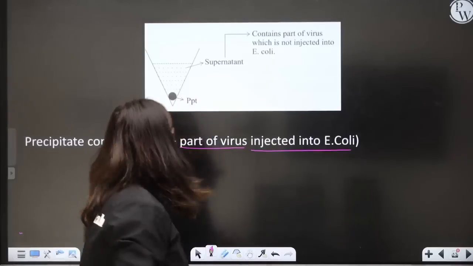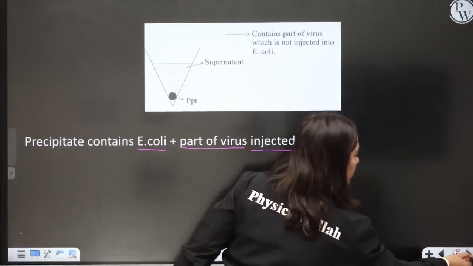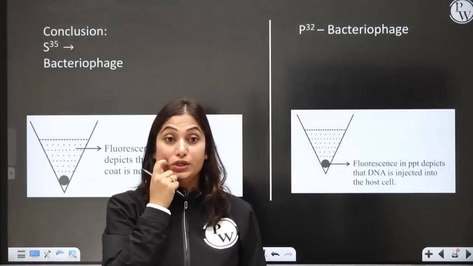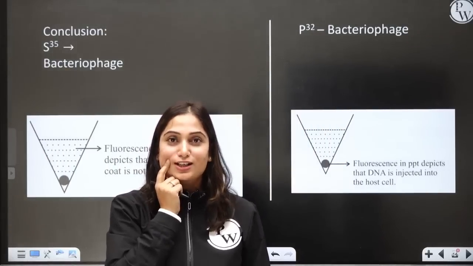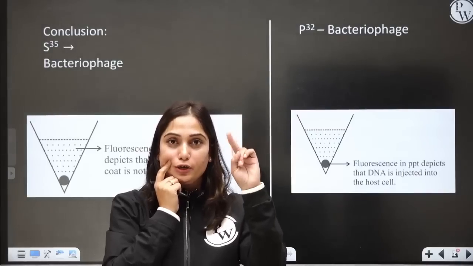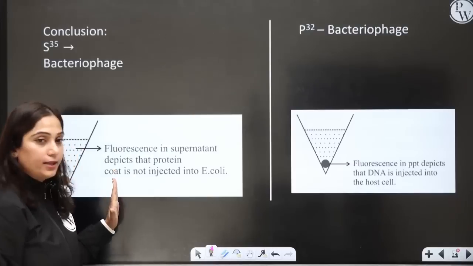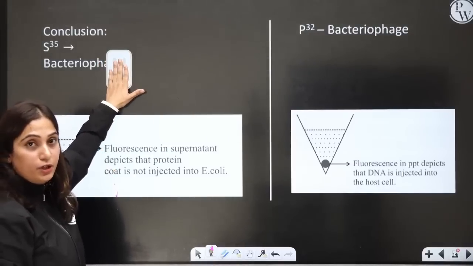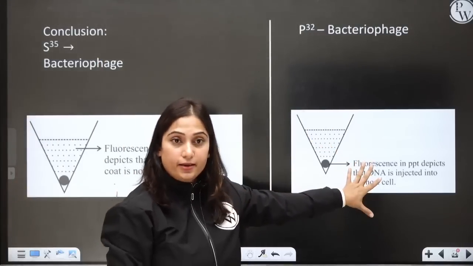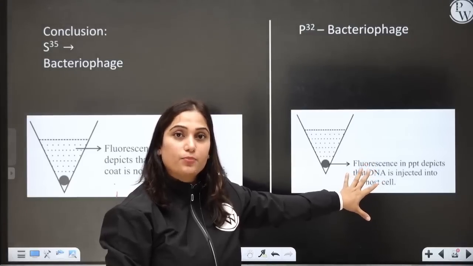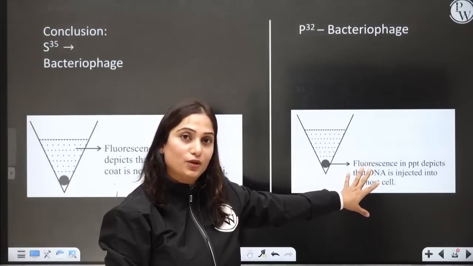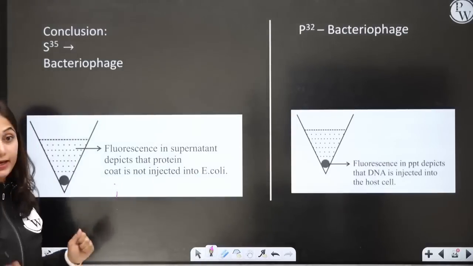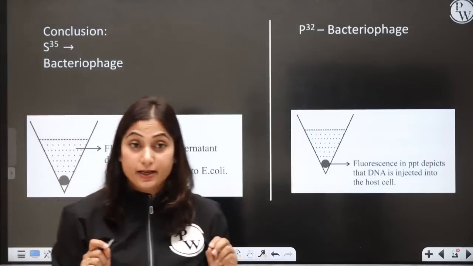Okay? So let's discuss the conclusion now. What is the conclusion of the experiment? So now we have two Eppendorf tubes. One from the experiment in which the bacteriophage was having S35 in its protein coat, and the second Eppendorf tube in which the bacteriophage was having P32 in its DNA. So what is the conclusion now? This is important. Understand it.